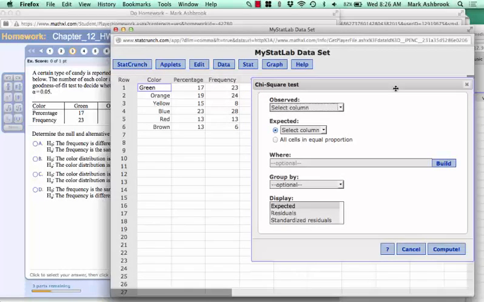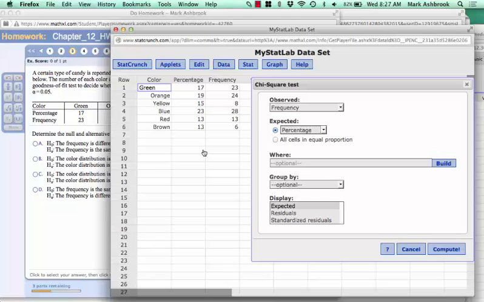And then you have to tell it the observed. So which one is our observed? Our observed is frequency, right? This was from our sample, what we observed. And then expected is the percentage column. All right?